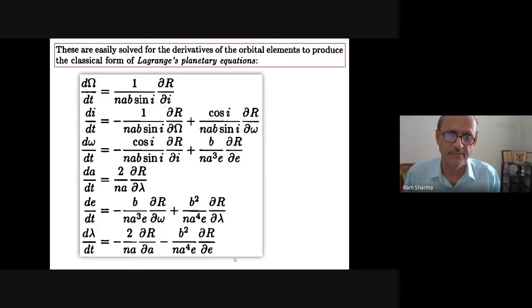So they have come from the very fundamental definition. These are all the changes in the 6 orbital elements. So once you know R, your perturbing function, it will be a function of only position. So position will be a function of certain orbital elements. So you can find out the partial derivatives, and then you can calculate the left hand side. It is only a function of time. So you can calculate the time derivatives there.